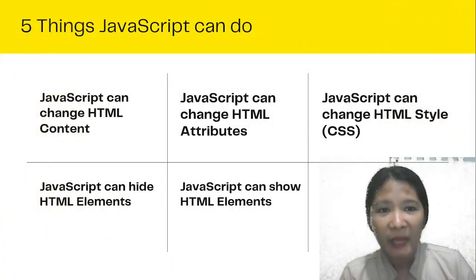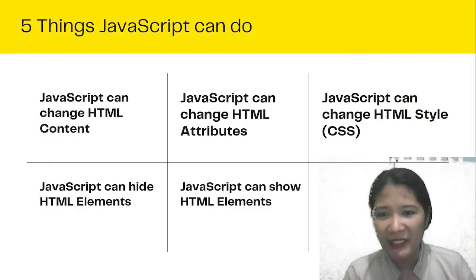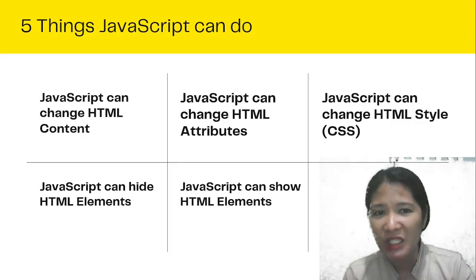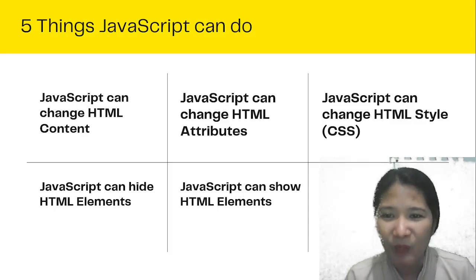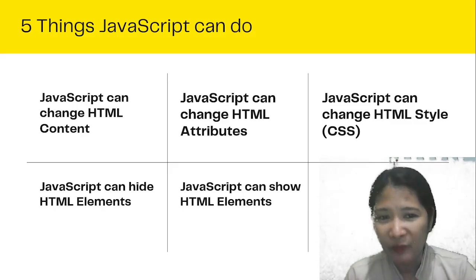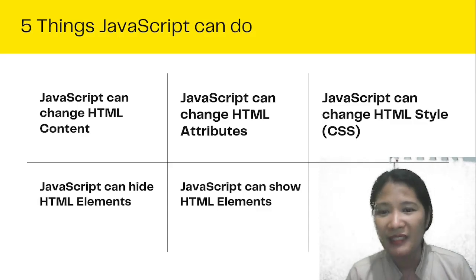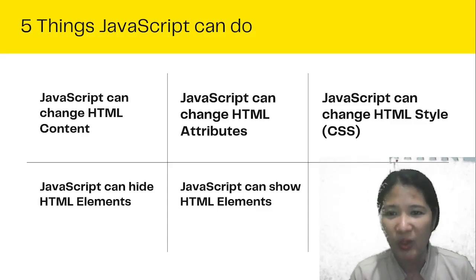What are the 5 things JavaScript can do to our HTML pages? Okay, there are 5 things. For number 1, JavaScript can change our HTML content. It can also change the HTML attributes. JavaScript can change the HTML style, or the CSS, of our element. Number 4, JavaScript can hide HTML elements. And the last one is that JavaScript can show HTML elements. So we will discuss this further as we go on with our lesson.